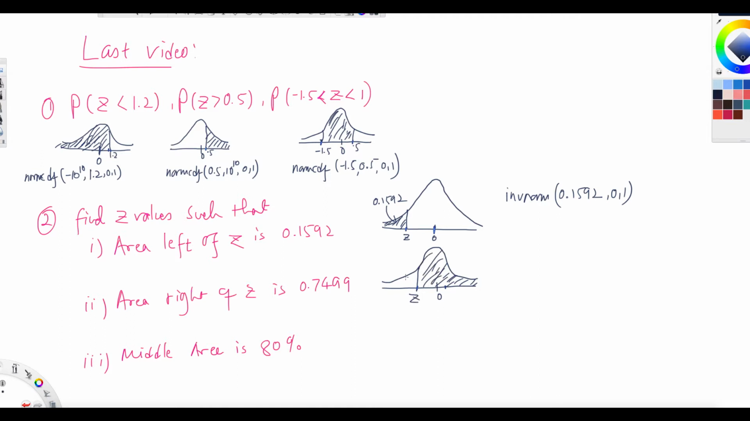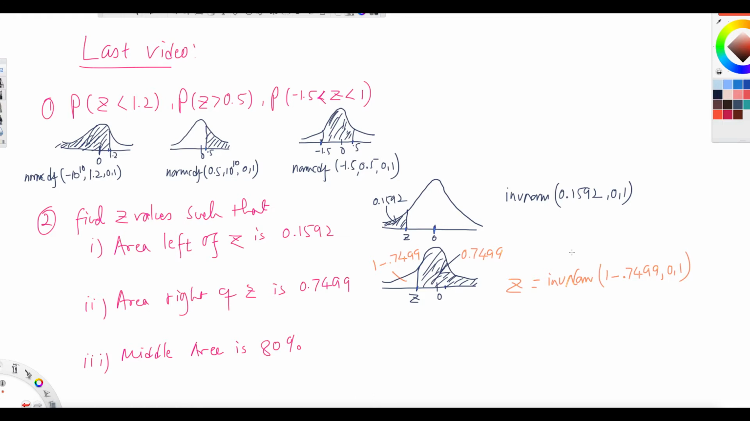Now, if you are using a TI-84 or TI-83 calculator, it always requires you to enter the left area to find G, meaning the area left of G. Since that area is 0.7499, what will be the right area? That will be 1 minus 0.7499, right? So to find G, you do inverse norm, then 1 minus 0.7499, and then mean is 0, sigma is 1. This is what you do, because the calculator requires the area left of G to find the G value.